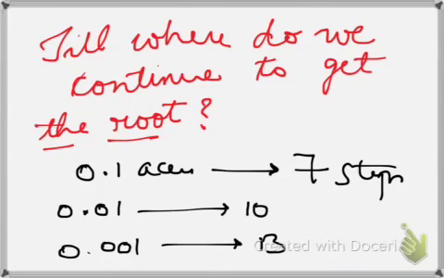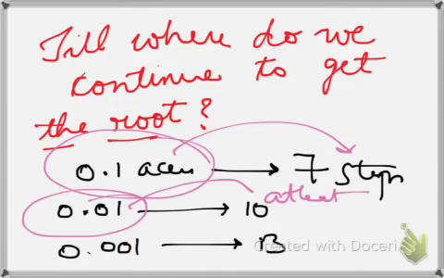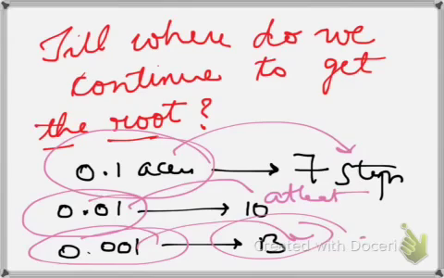The next question is, till where do we continue to get the desired accuracy? If you want an accuracy of 0.1, then you have to continue for at least 7 steps. If you want 0.01 accuracy, then you have to do at least 10 steps. If you want 0.001, then at least 13 steps. This is what you have to do to solve an equation using the bisection method.